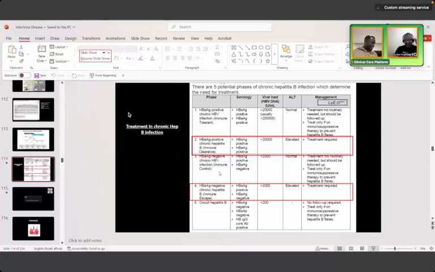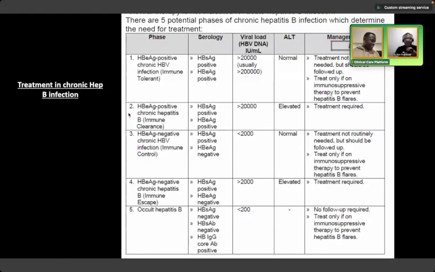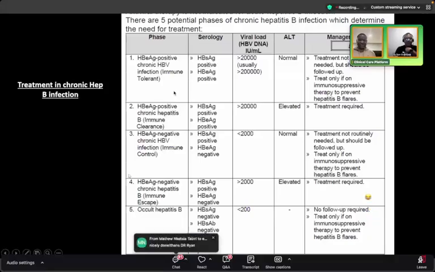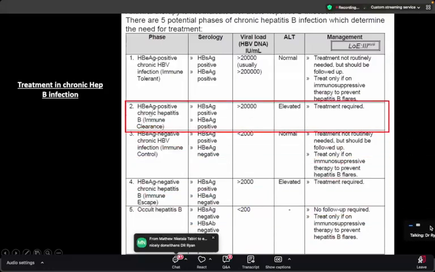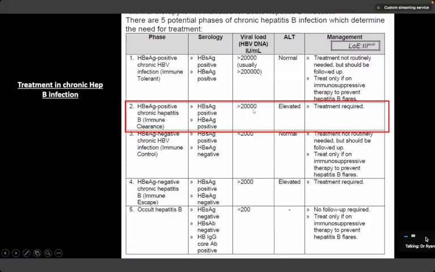So this is what the EDL says in terms of treatment of chronic hepatitis B. They split it into different phases. So it gets quite technical here, right? They recommend treatment required if you have hepatitis B E antigen positive chronic hepatitis, and if your DNA value is above 20,000, and your ALT is elevated. So treatment is required in this scenario.